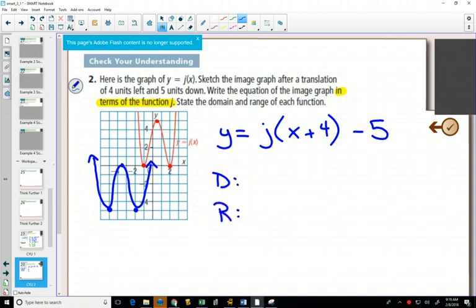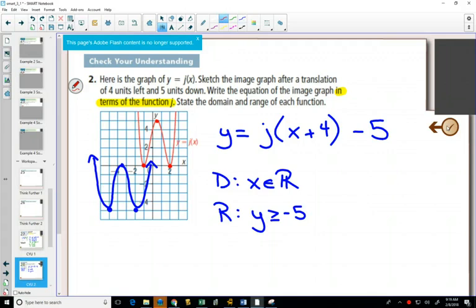Domain and range of our blue graph here. Well, our domain, it keeps getting wider and wider. Our domain is everything. Our range for a function, if we think of its smallest value for your y values is -5, but then it goes up forever. Y is greater than or equal to -5.